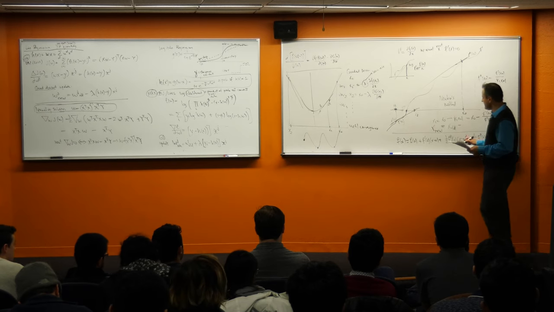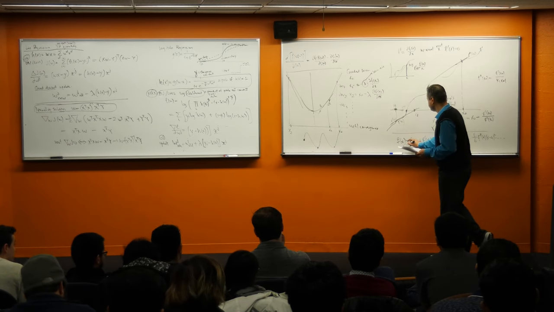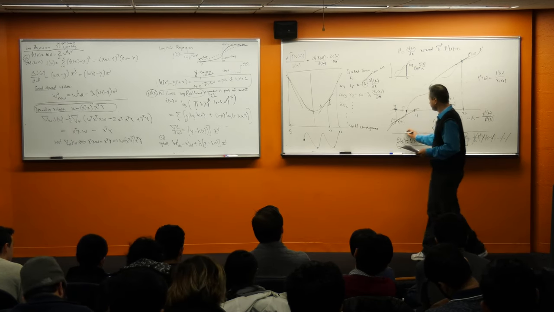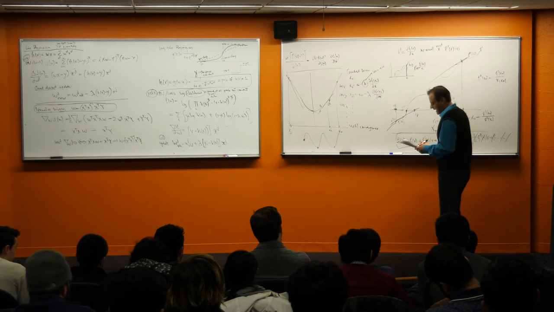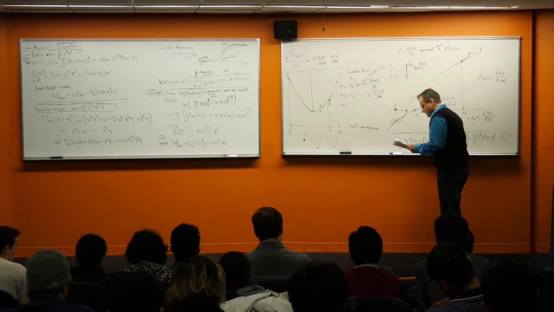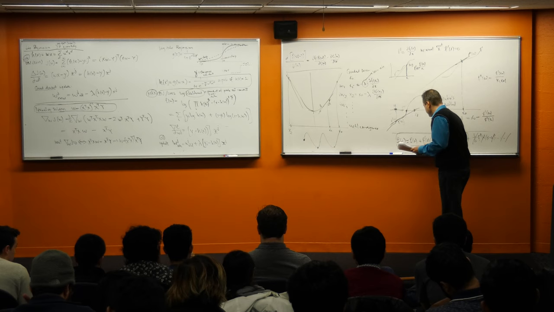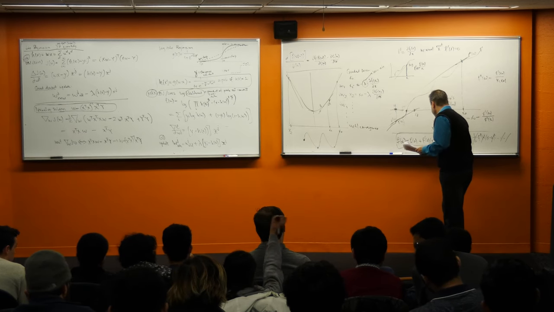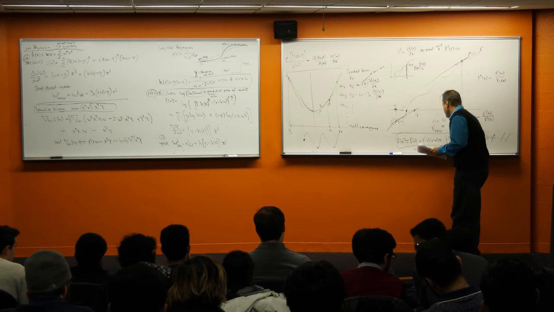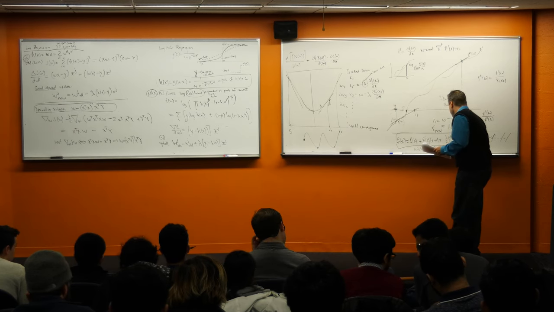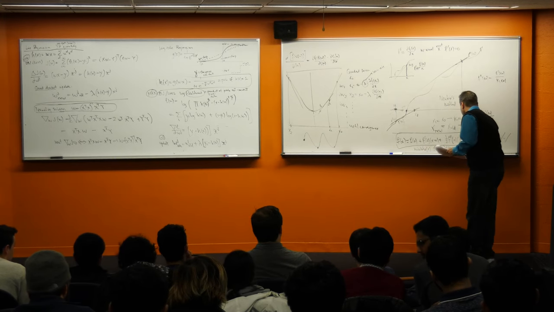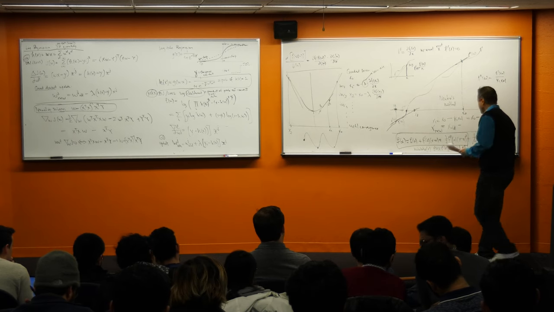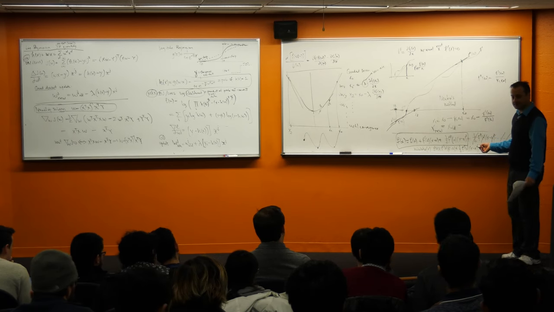So if I just keep the first two terms, I keep this. I say I want to minimize, as a function of x, f of a plus f prime of a times (x minus a), plus 1/2 f second of a times (x minus a) squared. What kind of function is this in x?